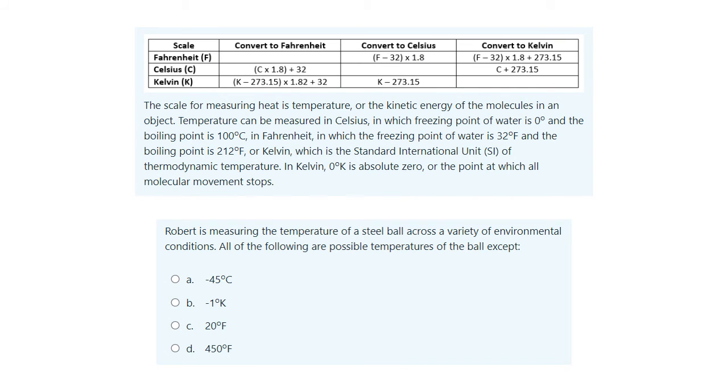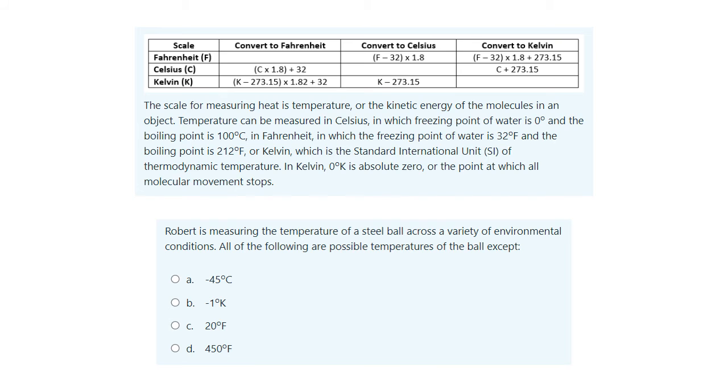The scale for measuring heat is temperature, or the kinetic energy of the molecules in an object. But temperature can be measured in Celsius, like in Europe. In Celsius, 0 degrees is freezing point and 100 degrees is boiling point of water. All liquids would boil at different temperatures. In Fahrenheit, though, the freezing point of water is 32 degrees Fahrenheit and the boiling point is 212 degrees Fahrenheit. Fahrenheit is mostly used in America.